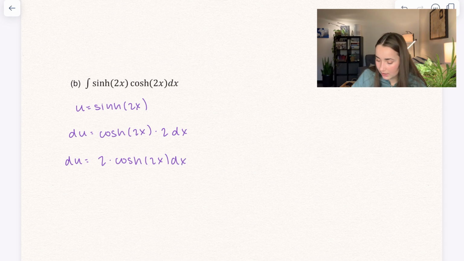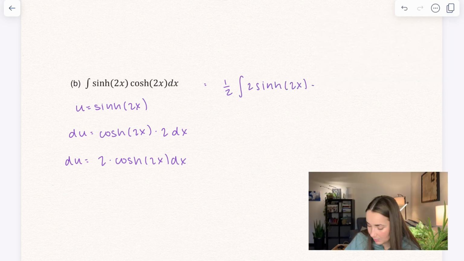So notice in our integral, we're missing that value of 2. So I'm going to rewrite it as 1/2 times 2 times hyperbolic sine of 2x times hyperbolic cosine of 2x. So what I did was I just multiplied it by a 1. 2 times 1/2 is equal to 1. But now I have everything I need to use u substitution. I have 2 times hyperbolic cosine of 2x dx. So let's go ahead and plug it in.